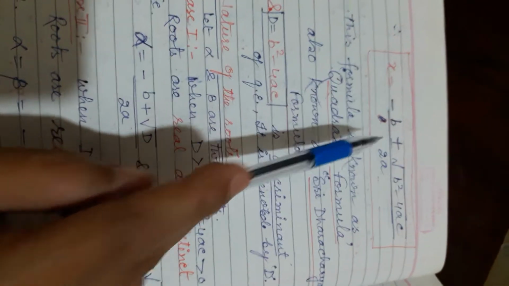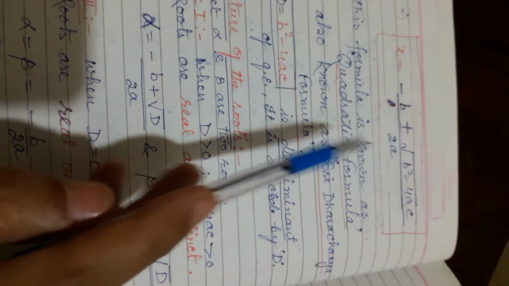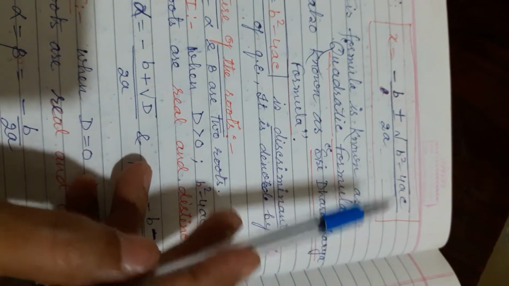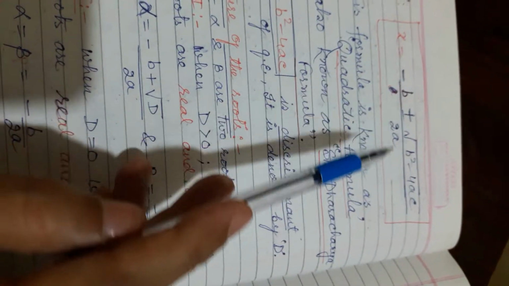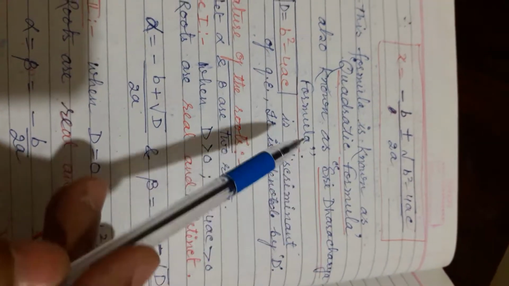This formula is known as Sridharacharya formula also. This formula, x is equal to minus b plus minus root over b square minus 4ac upon 2a. Just keep this formula in your mind. This is the quadratic formula as well as the Sridharacharya formula.